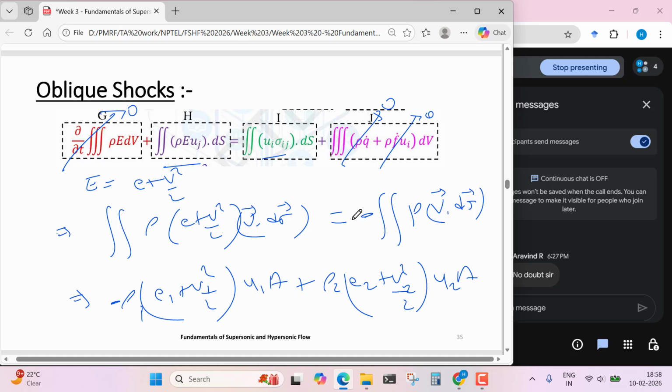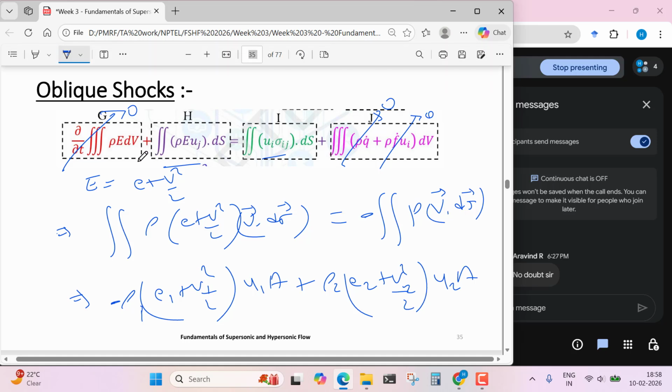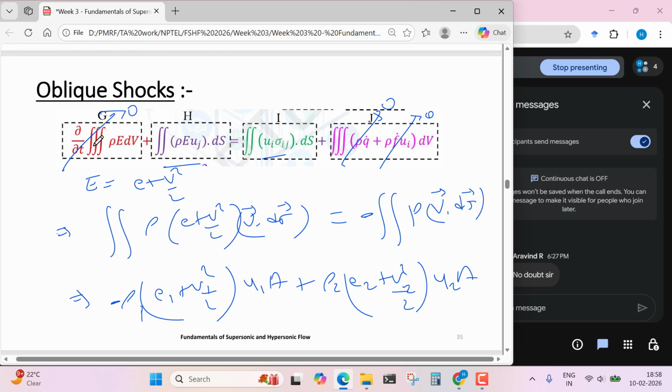Now we will see the energy equation. The energy equation is given as: ∂/∂t triple integral of ρe dV plus double integral of ρe u_j · dS equals double integral of u_j σ_ij · dS plus triple integral of ρq̇ plus ρf · u_i dV.